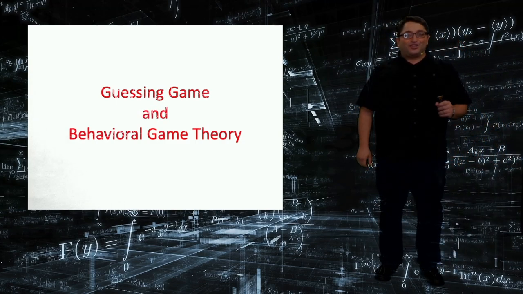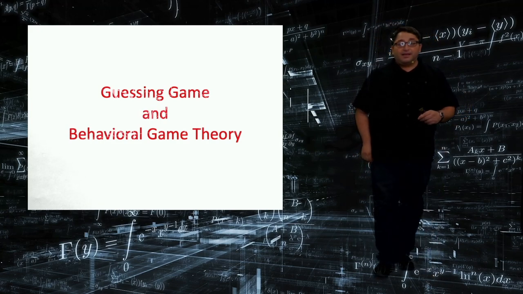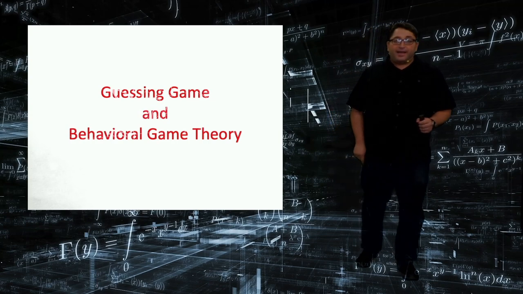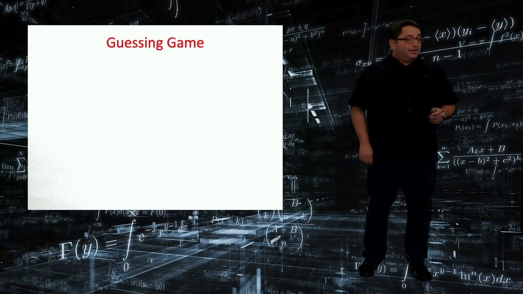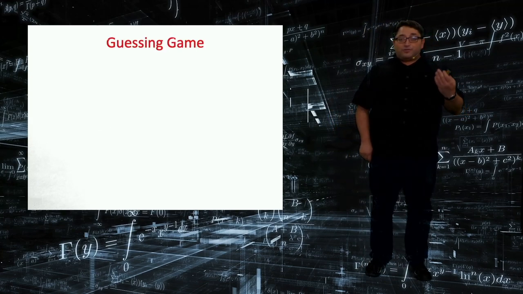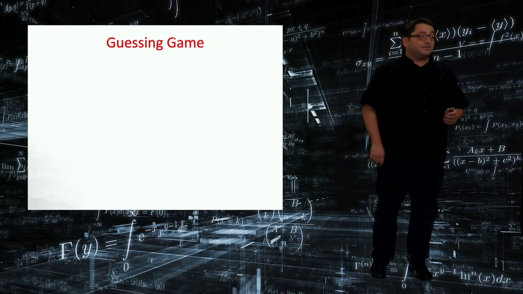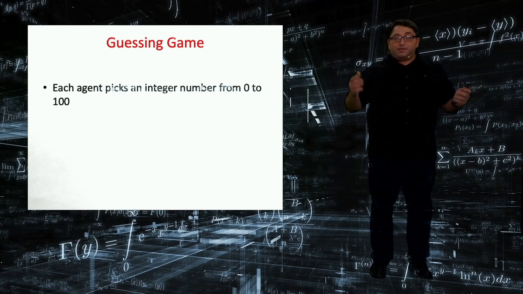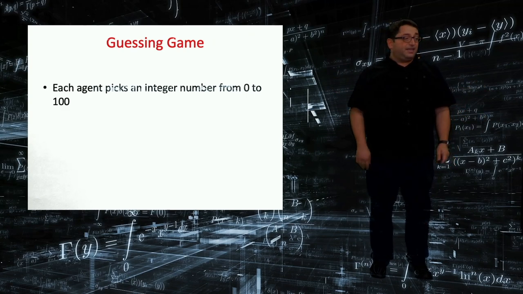Welcome to my fifth lecture, which will be about an introduction to behavioral game theory, motivated by the guessing game, which is an application of Keynes's beauty contest. The guessing game was first introduced into the economics literature by my advisor Hervé Moulin in his 1986 book called Game Theory for Social Sciences. So I play this game in each and every game theory course that I teach.